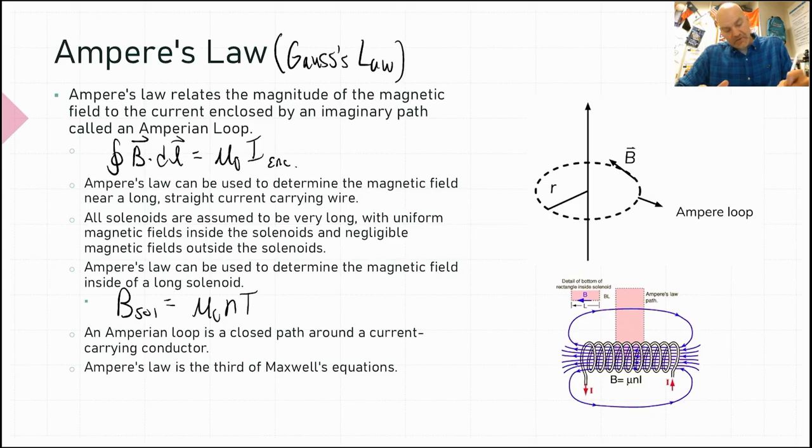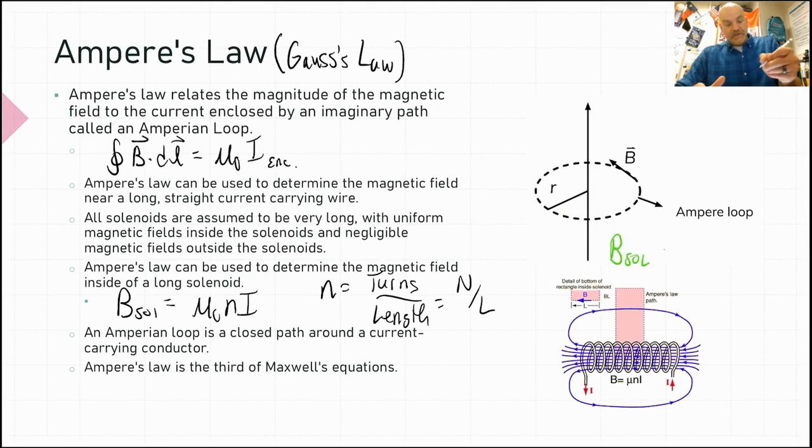For a solenoid, it's going to be mu 0 n I. Little n is what is called turn density: the turns of the solenoid per length, or capital N over L. So you can rewrite that equation for a solenoid as mu 0 capital N I over L. It's just another version of that solenoid equation.